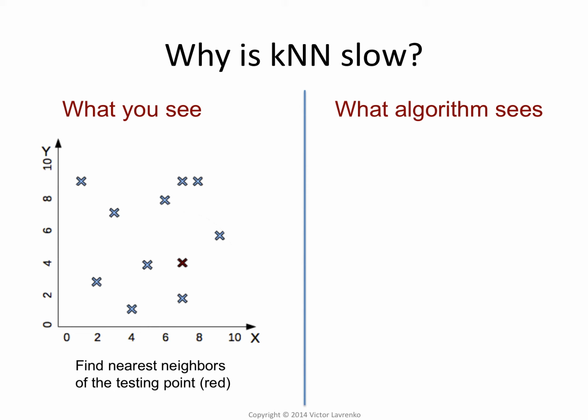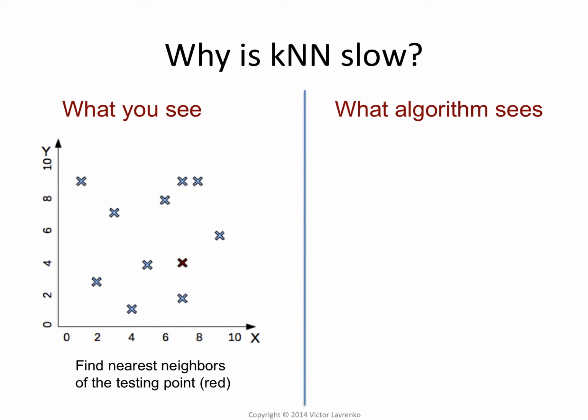One of the downsides of k-nearest neighbors is that it is very slow at testing time. The complexity comes from having to compare the testing point to every training point. And we briefly mentioned why that's the case, right?